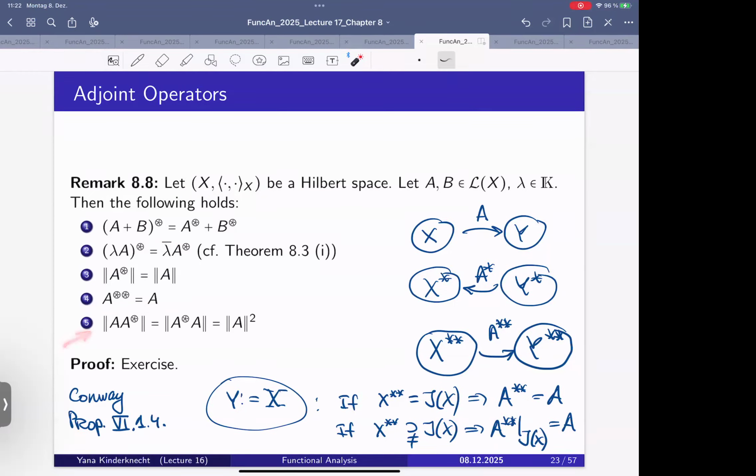Also, this is a nice property that the composition of A and A star in all directions, in different orders, is again a bounded linear operator on X, and the norm is always the same and is equal to the norm of A squared. This is a simple exercise for you to show all these things, except this one, which we have discussed a little bit. Please pay attention that there is a slight difference between such star and such star.